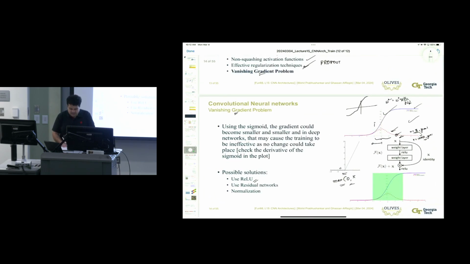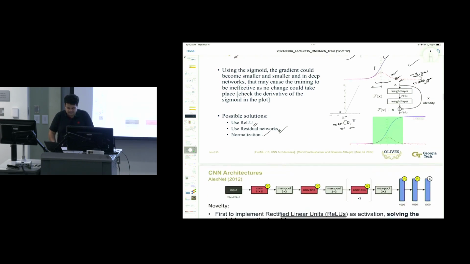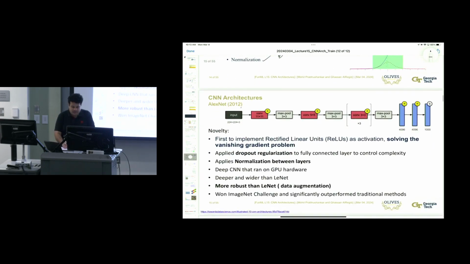There are other things as well, which are residual networks and normalization. We'll talk about those when we come to them today itself. So the next very, very important architecture is AlexNet. This was in 2012.